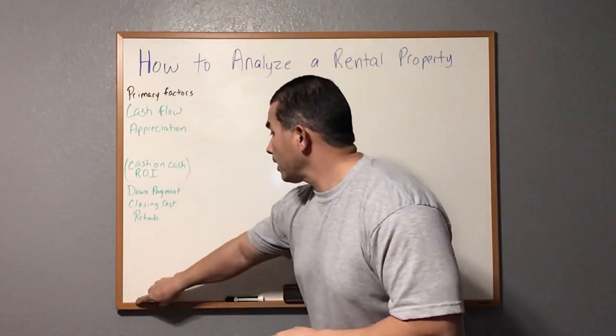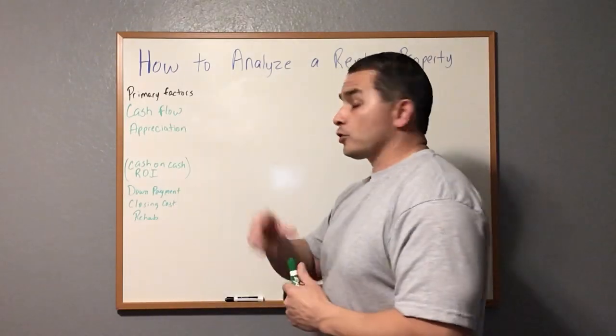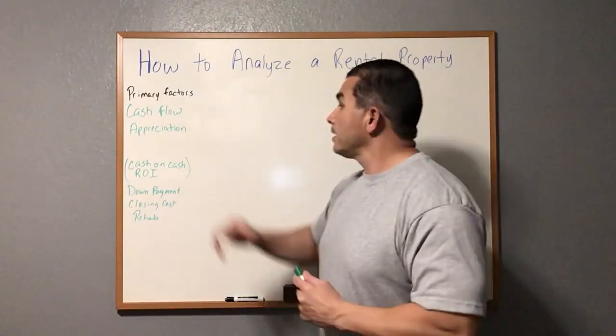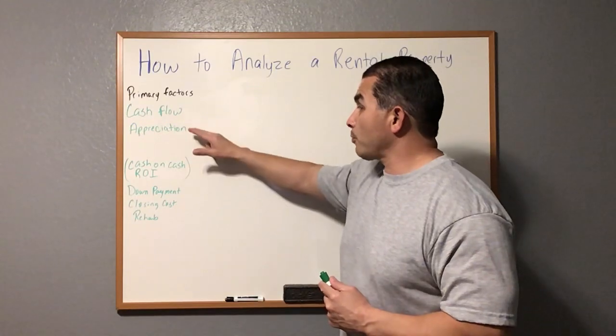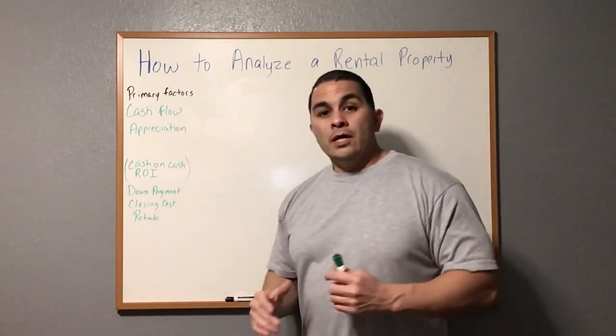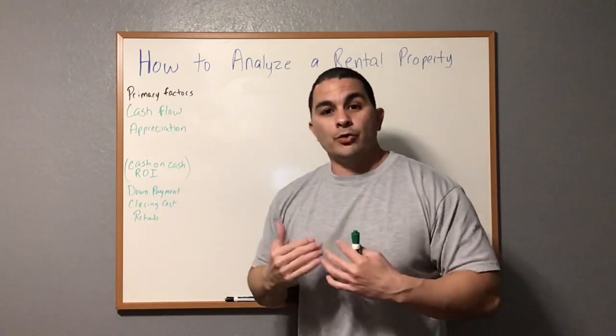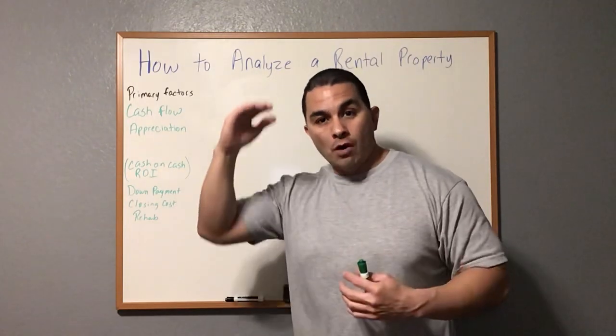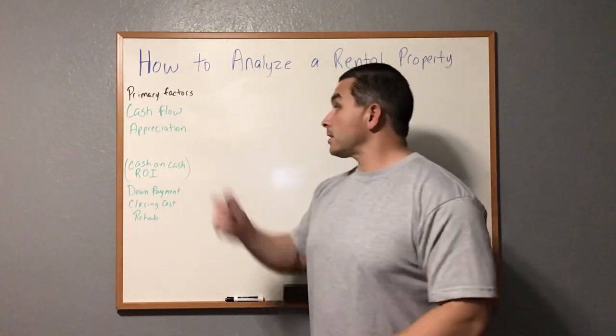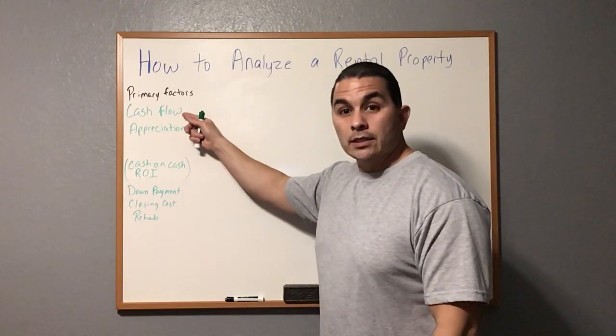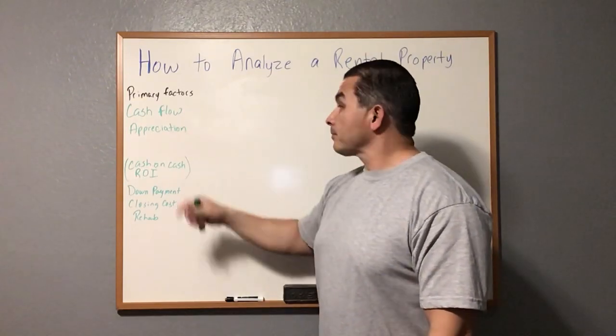These are your 2 primary factors that you're looking at: your cash flow and your appreciation. Cash flow is the money that you're receiving after you pay all your expenses. This is what goes into your pocket. This is what goes into your bank account.